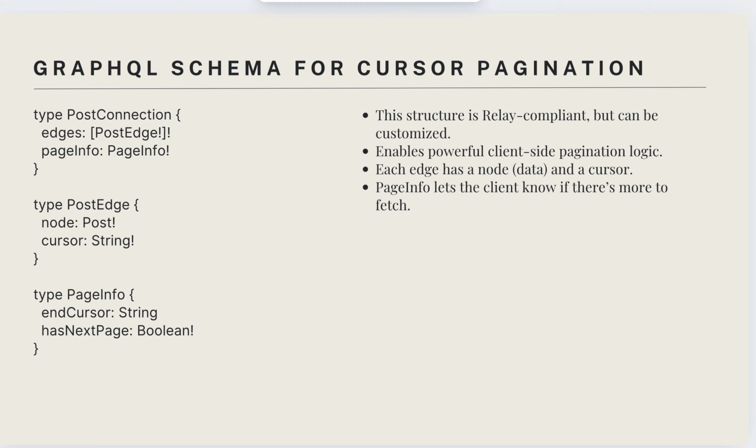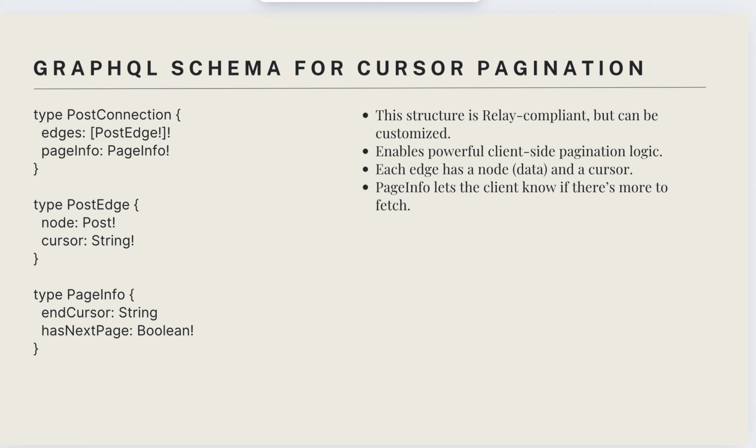GraphQL schema for cursor pagination. Let's look at how this is defined in a typical GraphQL schema. We use a connection pattern with three key parts: edges, a list of items, each with a node, actual data, and a cursor. Node. The node is the actual data, the actual object being paginated, like a post.